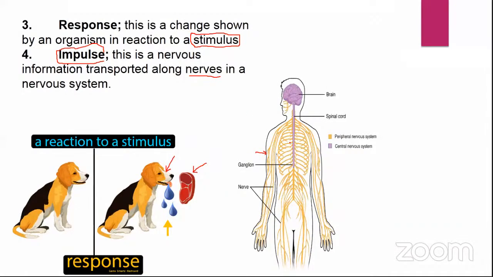Now, for more about the nervous system, we shall be looking at it under coordination in animals. That's where we shall classify it.